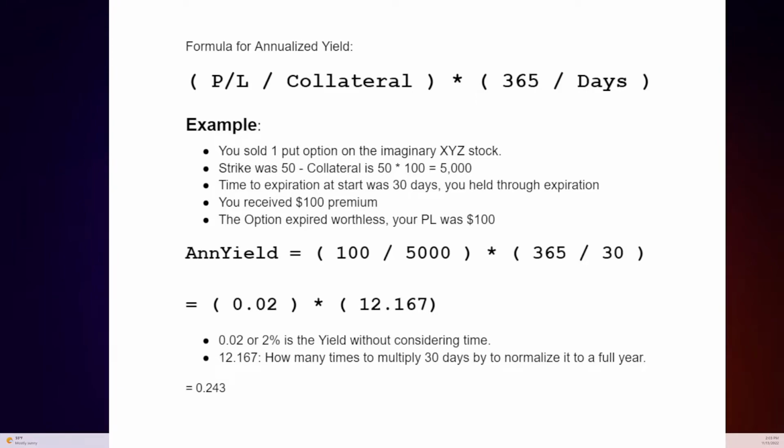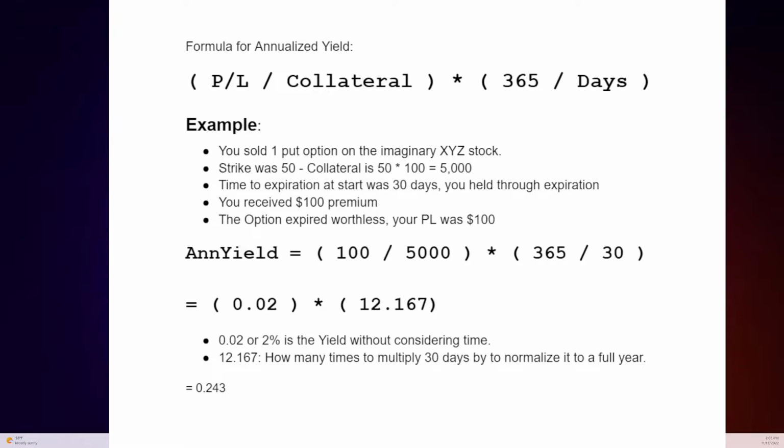Here's how to calculate annualized yield. Nothing fancy, no compounding, the time's always in days. The formula is your profit loss divided by your collateral times 365 divided by the number of days your contract was open.